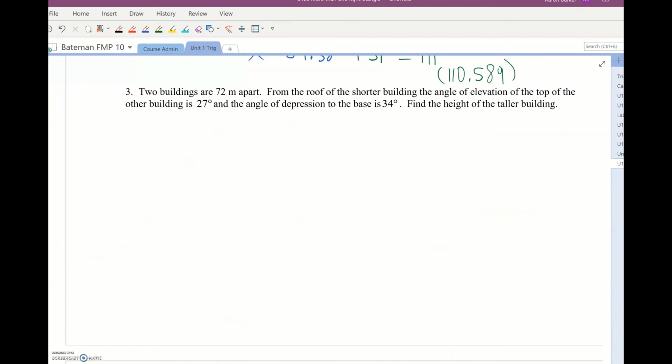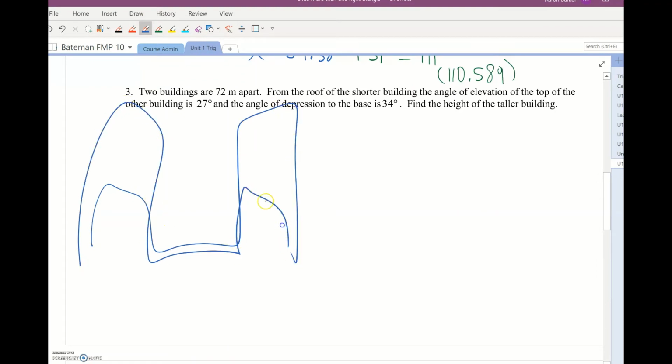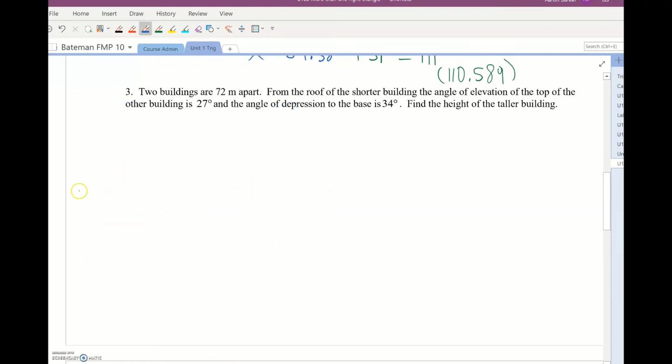Okay, so here's another classic question. Two buildings are 72 meters apart. So one's taller, one's shorter. It doesn't matter which one you put first, shorter then taller, or taller and then shorter. I think I will go taller and then shorter. Don't worry about the size too terribly much. The buildings are 72 meters apart, so 72 meters goes there.